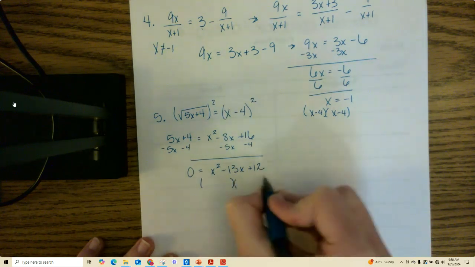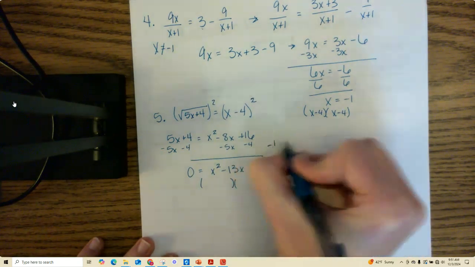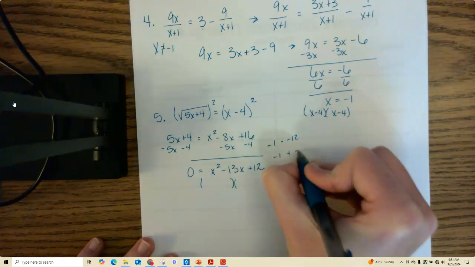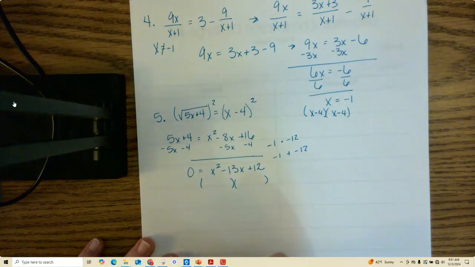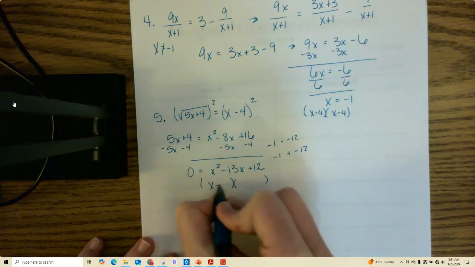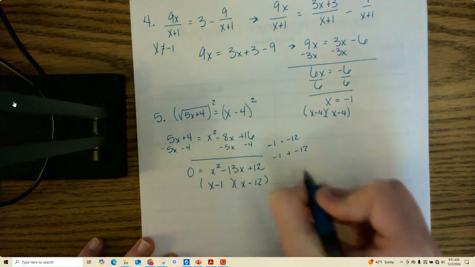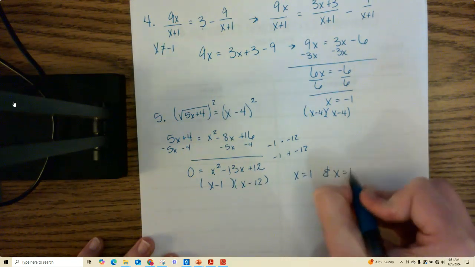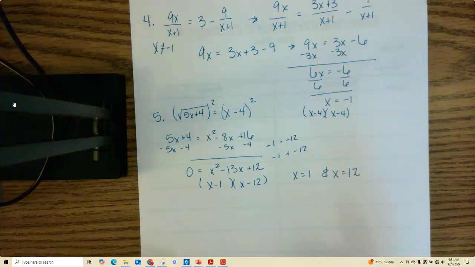Should be able to factor this one, because negative 1 times negative 12 gives me 12, and negative 1 plus negative 12 gives me negative 13. So x minus 1, x minus 12. So x equals 1 and x equals 12. I said it was wrong.